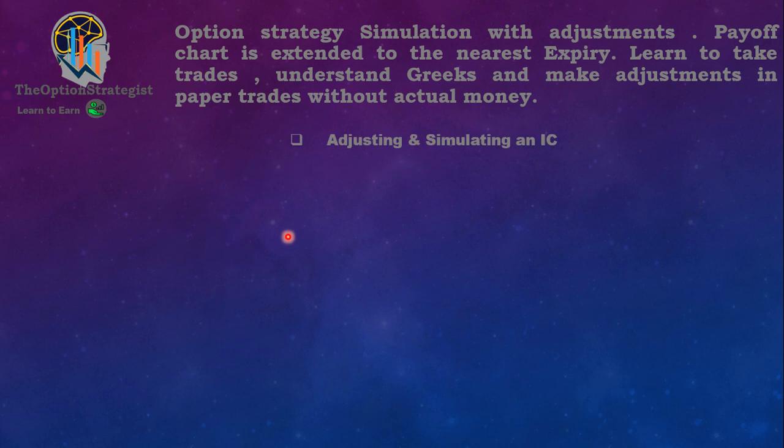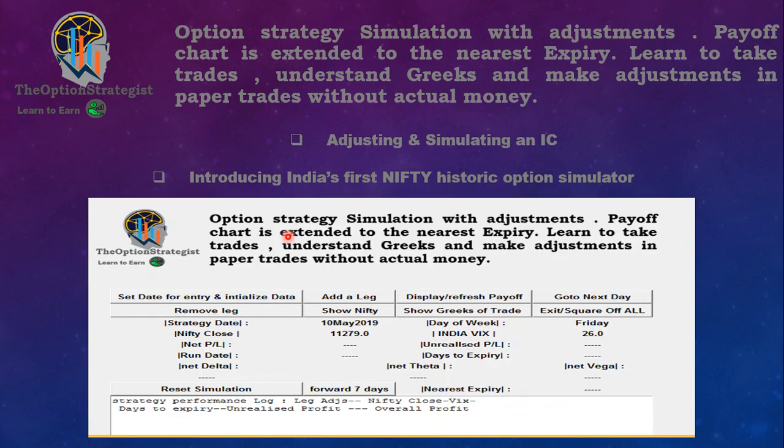Let's now go to trade management. When you set up a trade, there could be times when you need to adjust the trade, and we need to understand how this can happen in an offline way or in paper trades. So we are introducing India's first Nifty historic option simulator here. This is what we are offering from the option strategist: the option strategy simulator, simulation with adjustments.